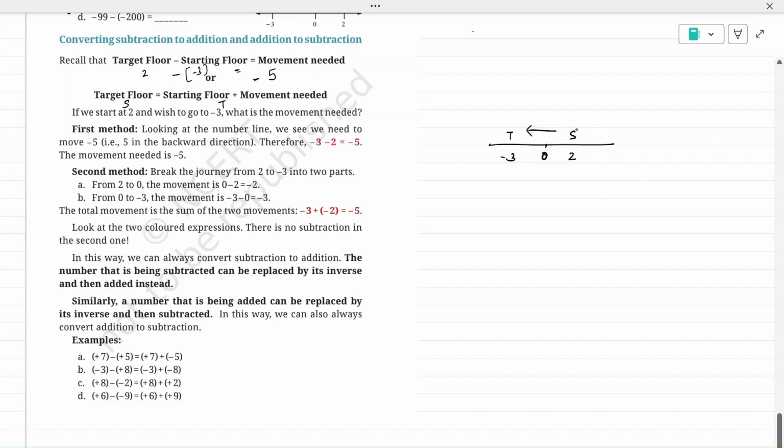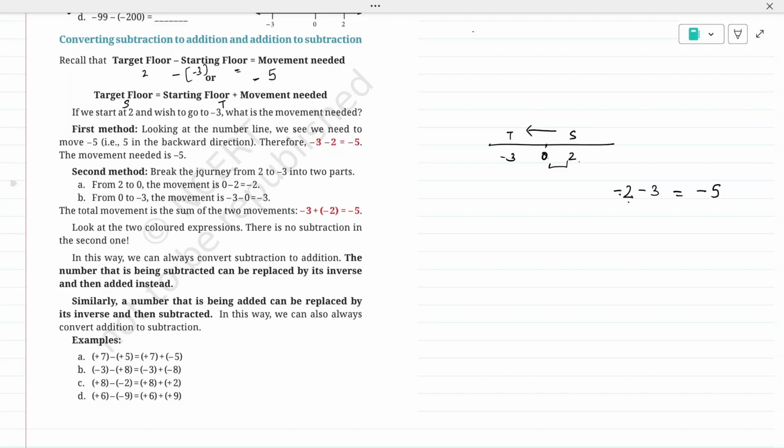Since I have to move back, first I will cover this distance from 2 to 0. If I take 2 steps back, it is minus 2, and I will reach 0. And again from 0 to minus 3, it is minus 3. So this will give me minus 5: 5 steps in the backward direction.